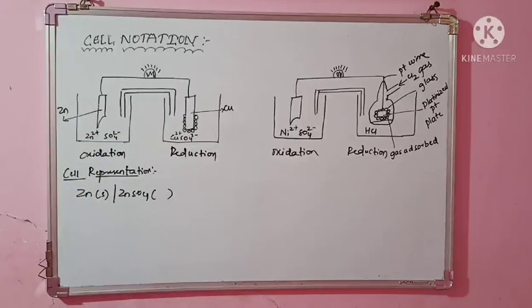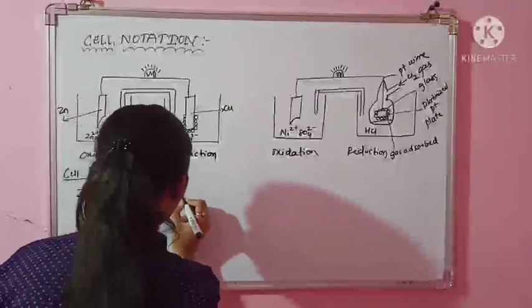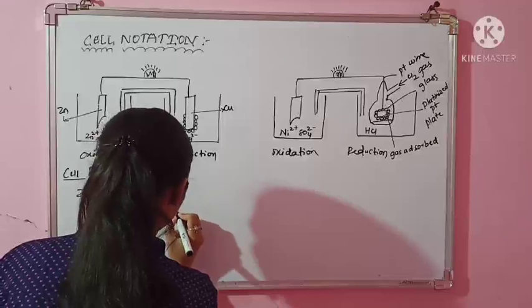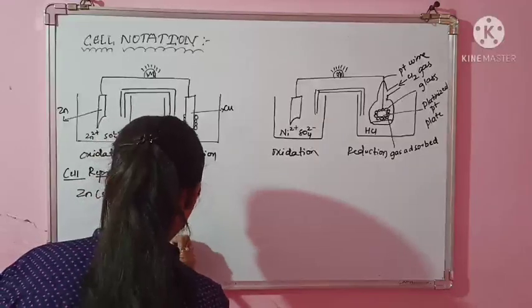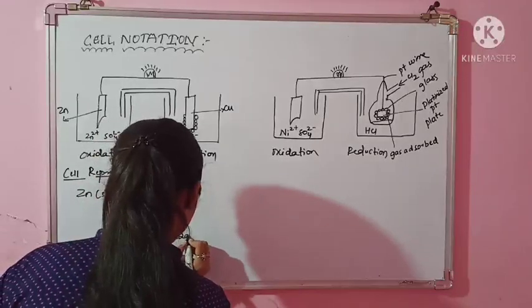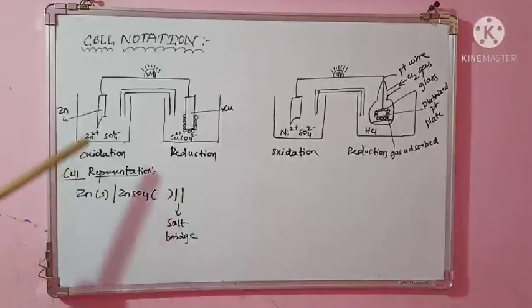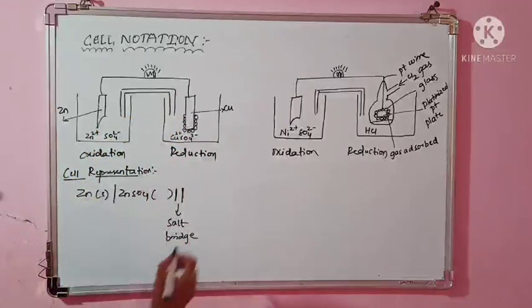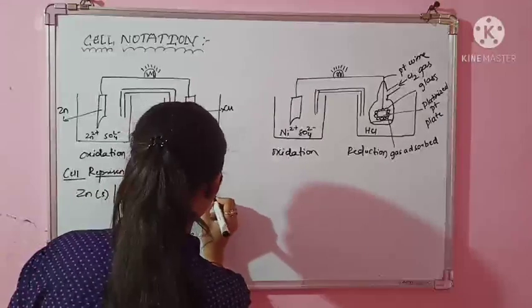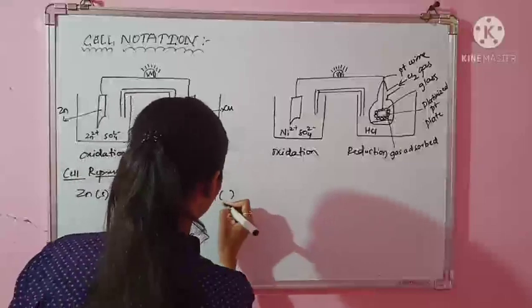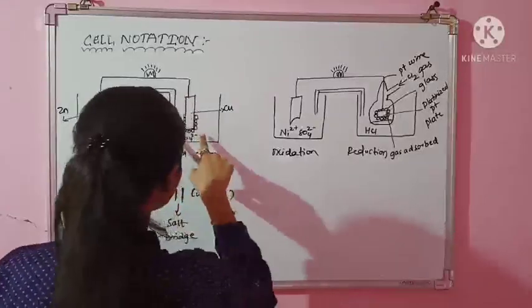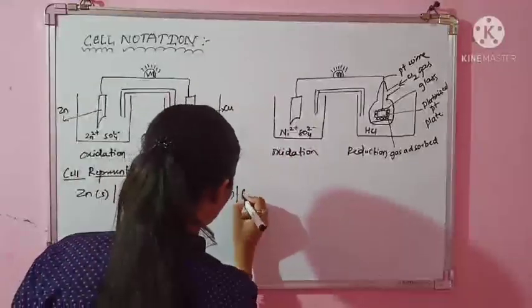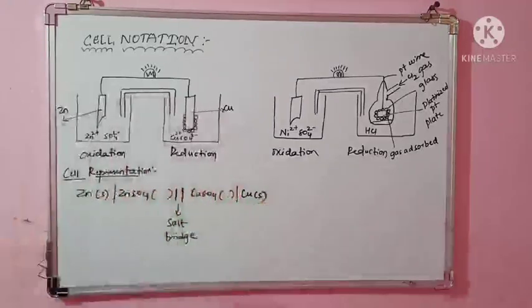Now if I show a double line, this indicates what? Your salt bridge. Clear? Remember, double line indicates your salt bridge. Since it is connected with the salt bridge, as you go through the salt bridge, what you are getting, you have to write now. CuSO4. Then definitely it will have a certain concentration. You have to write that. Again, this CuSO4 is in contact with your copper. Okay, this is a simple cell representation.